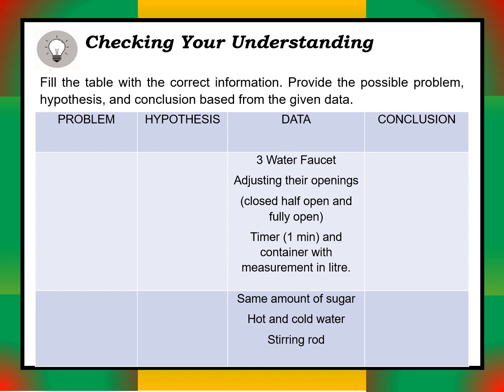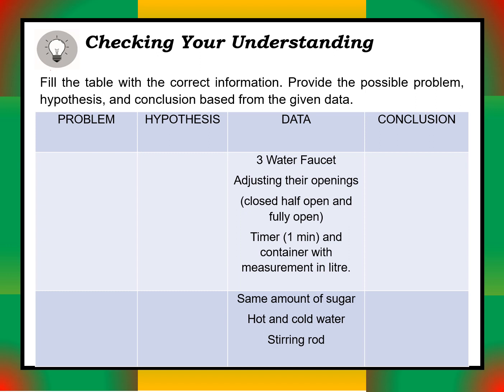Fill the table with the correct information. Provide the possible problem, hypothesis, and conclusion based on the given data. So this is the data. Three water faucets adjusting their openings: closed, half open, and fully open. Timer, one minute, and a container with measurement in liters. Same amount of sugar, hot and cold water, stirring rod. So what is the problem? What do you think is the hypothesis? What do you think would be the conclusion? All right.